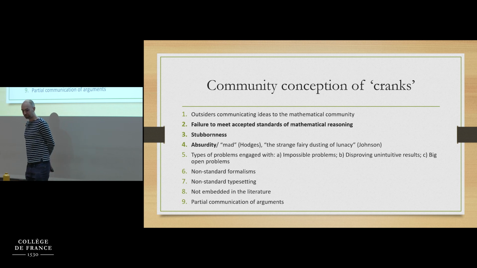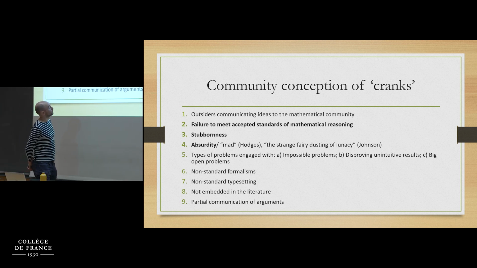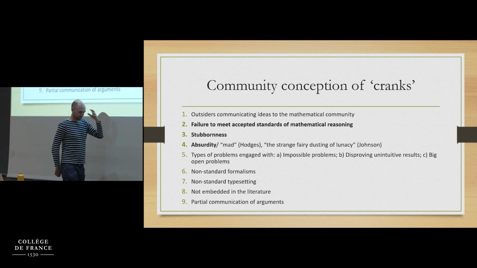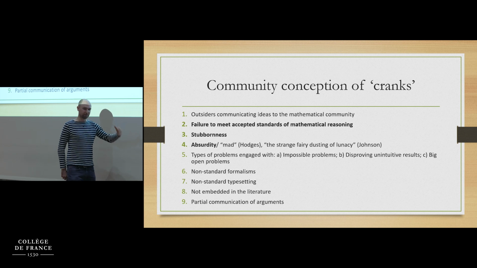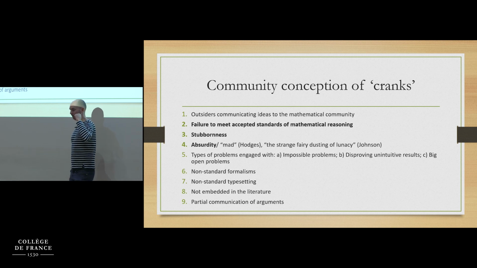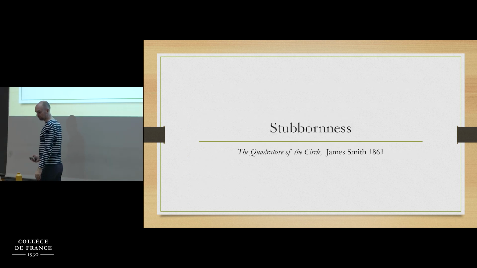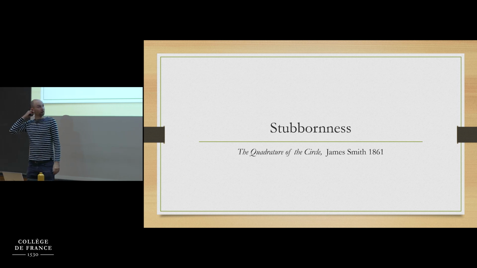Okay, and I put 2, 3, and 4 in boldface here, because they are really the prime character traits of the crank. The crank gets it wrong, stubbornly maintains that what they do is correct nonetheless, and they make some absurd claims in the entire process. So let's go through a couple of examples of this.